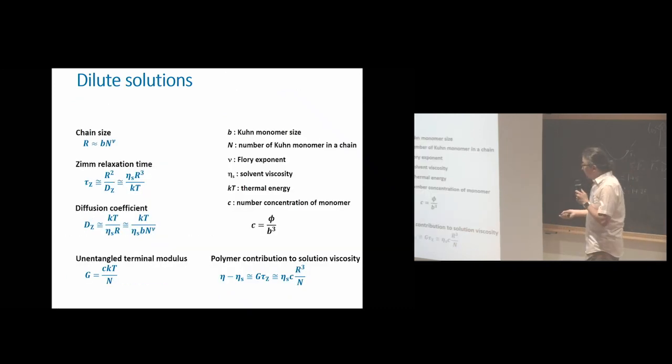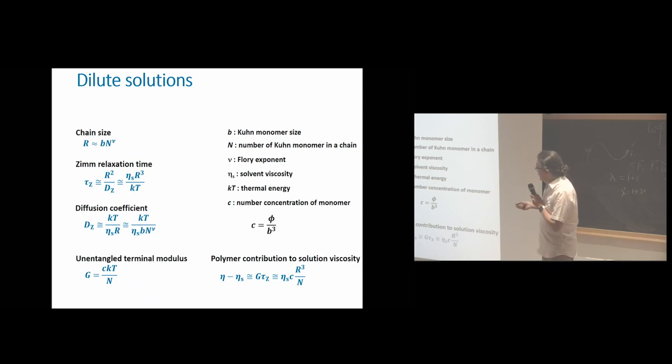For dilute solutions, Professor Colby has shown many things, so I just take the same equations. Just as a reminder, the chain size R is the product of the Kuhn monomer size b and N to the power of nu, where N is the number of Kuhn monomers in a chain and nu is the Flory exponent. The Zimm relaxation time is introduced, which is the diffusion of the chain at the length scale of its own size. The Zimm diffusion coefficient from the Einstein relation is a function of R and the solvent viscosity eta S. It contains N, but in the end you can use only R. The Zimm relaxation time is proportional to R cubed. That's what you saw.